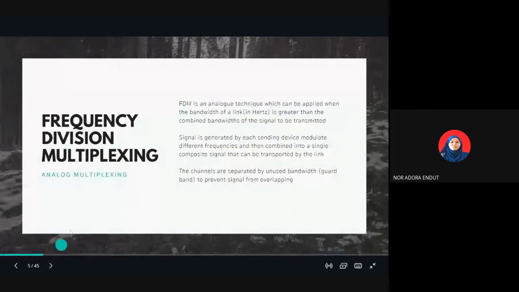Okay, so let's look at the first technique. So I put here, it's an analog multiplexing technique, okay, yang dinamakan frequency division multiplexing. Okay, so it can be applied when the bandwidth of a link is greater than the combined bandwidth of the signal to be transmitted. Okay, so what is the meaning of bandwidth here?